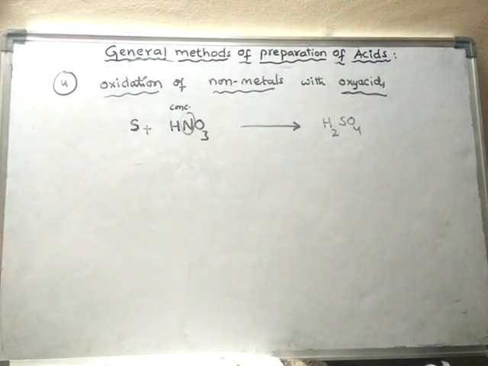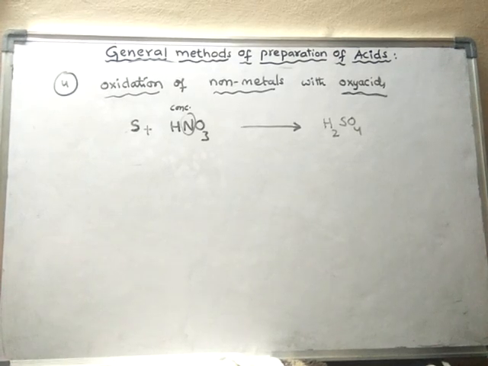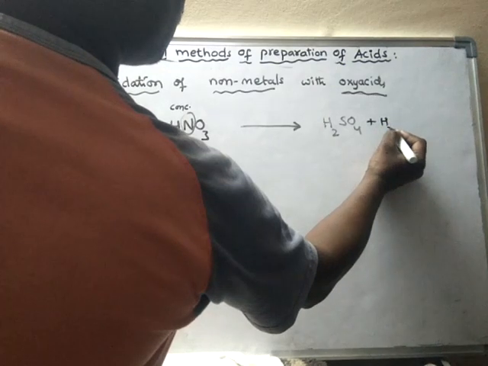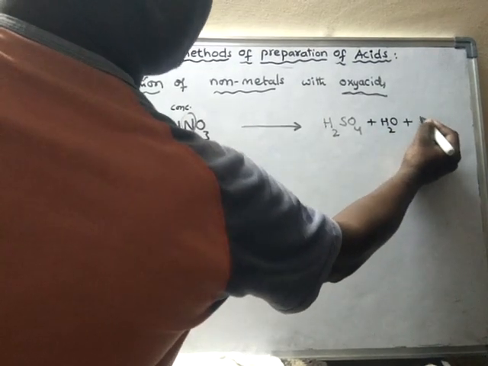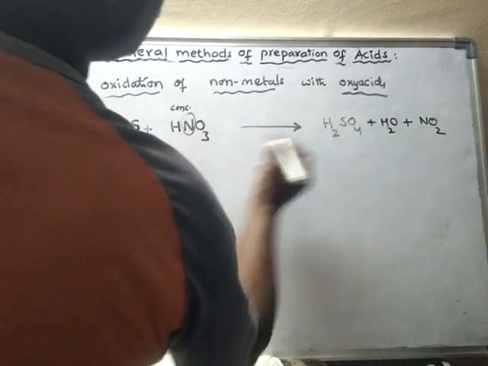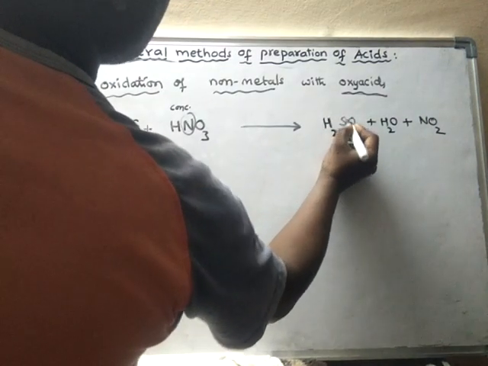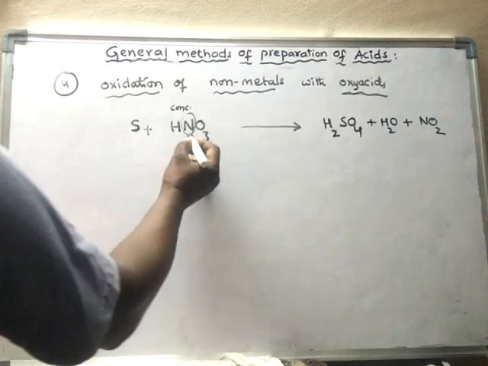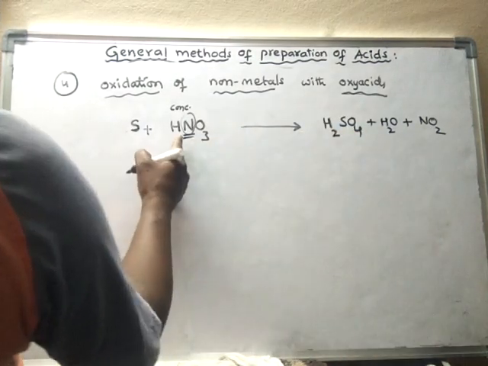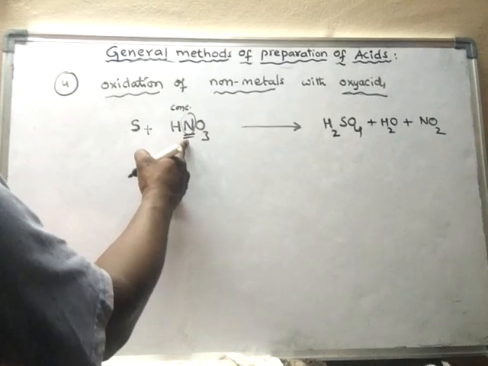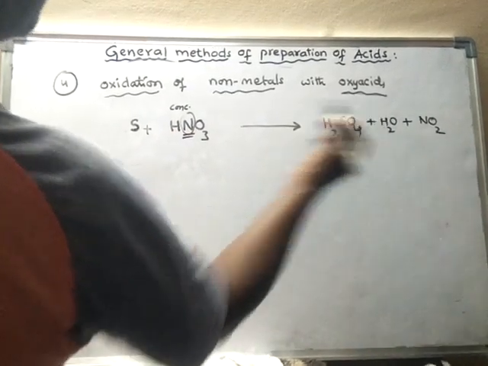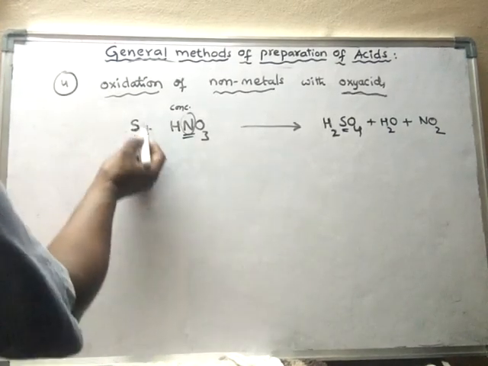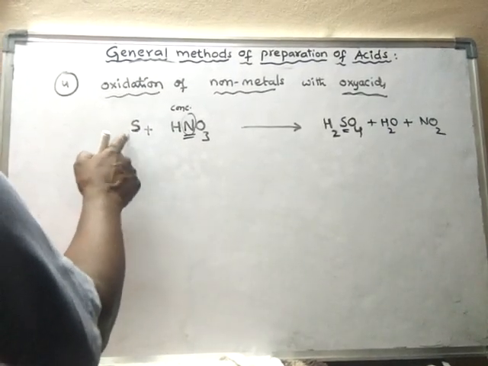H2SO4. It forms sulfuric acid, water and nitrogen dioxide gas. Sulfuric acid, water and nitrogen dioxide. So here one non-metal acid is converted into another non-metal acid. This is what is happening here. This non-metal is oxidized to acid.